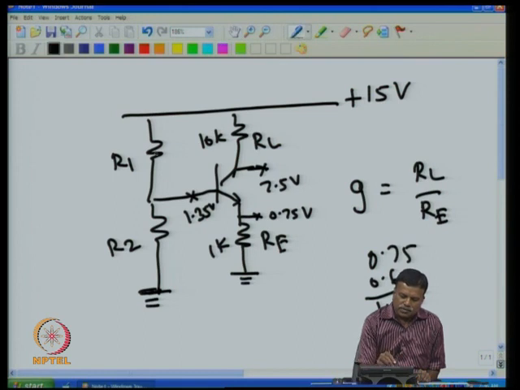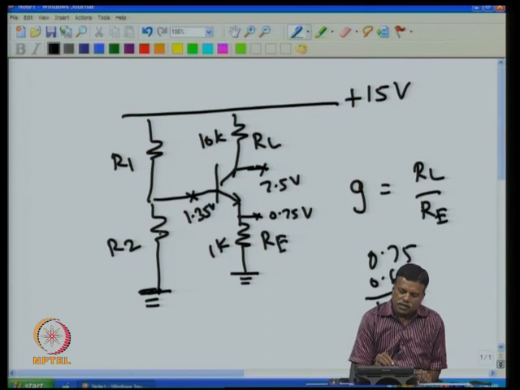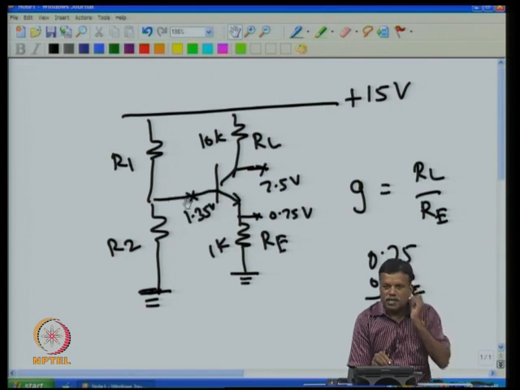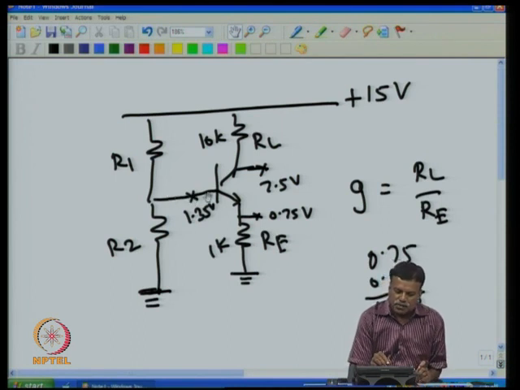Now I can get various combinations of R1 and R2. The actual value depends upon the base current. If I neglect the base current, I can take any value of R1 and R2 to get 1.35. But normally, if this is 0.75 volt, then the current through this is 0.75 milliampere. If hFE is 100, then the base current will be 750 microampere divided by 100, that is 7.5 microampere. Then I can select a current of 75 microampere here, and with that I can select 1.35 here.